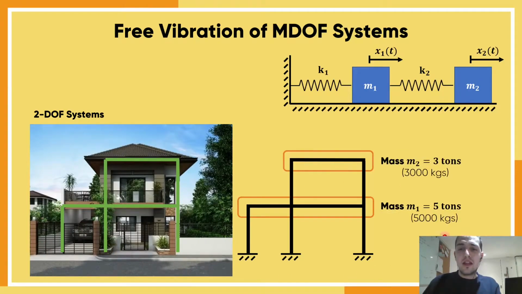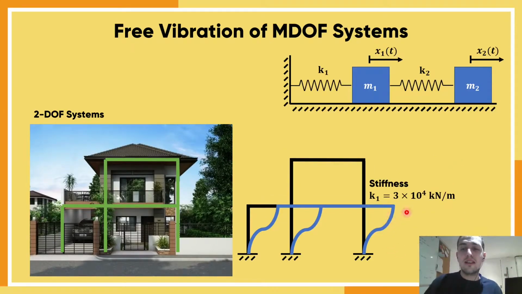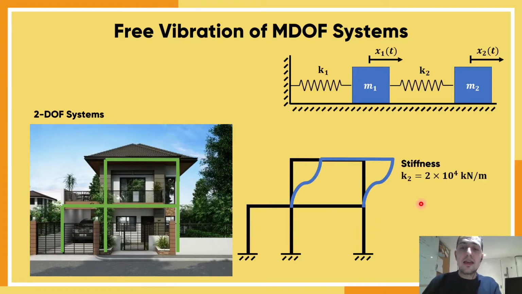For this, let's consider that the mass in the first floor is equal to 5 tons and the mass in the second floor is equal to 3 tons. We're also going to consider that the stiffness of the columns between the supports and the first floor is equal to 3 times 10 to the 4 kilonewton per meter, and the lateral stiffness of the columns or walls between the first floor and the second floor is 2 times 10 to the 4 kilonewtons per meter.